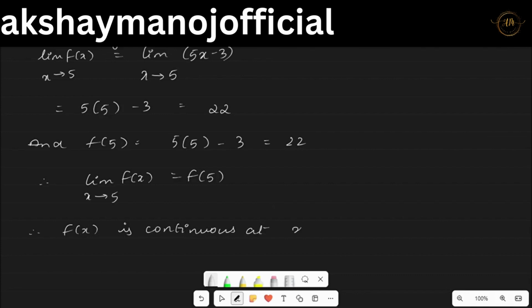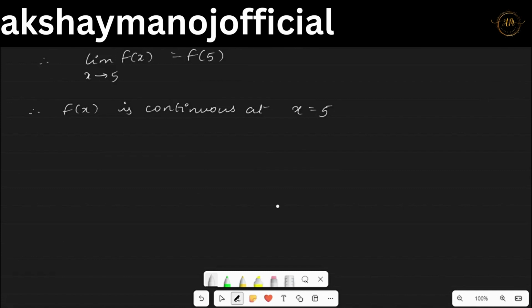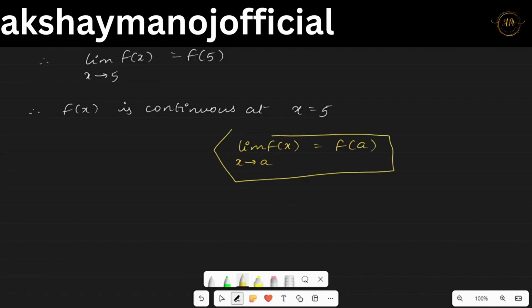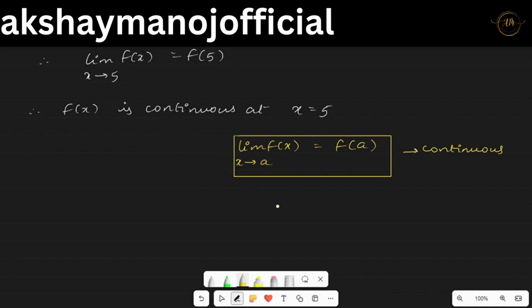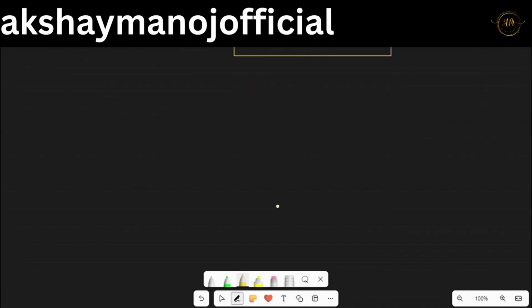So when can we tell the functions are continuous? When limit of that function as x tends to a is equal to f of a, then when this condition is satisfied, we call the functions continuous functions, right? Okay. We can move further with the second question.